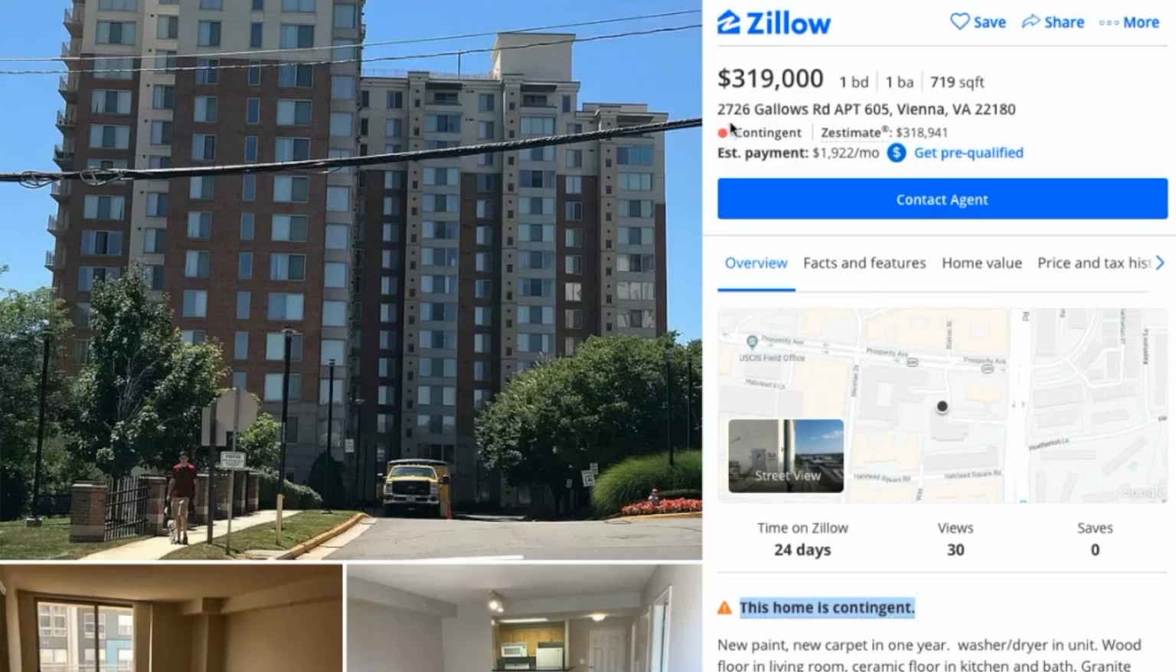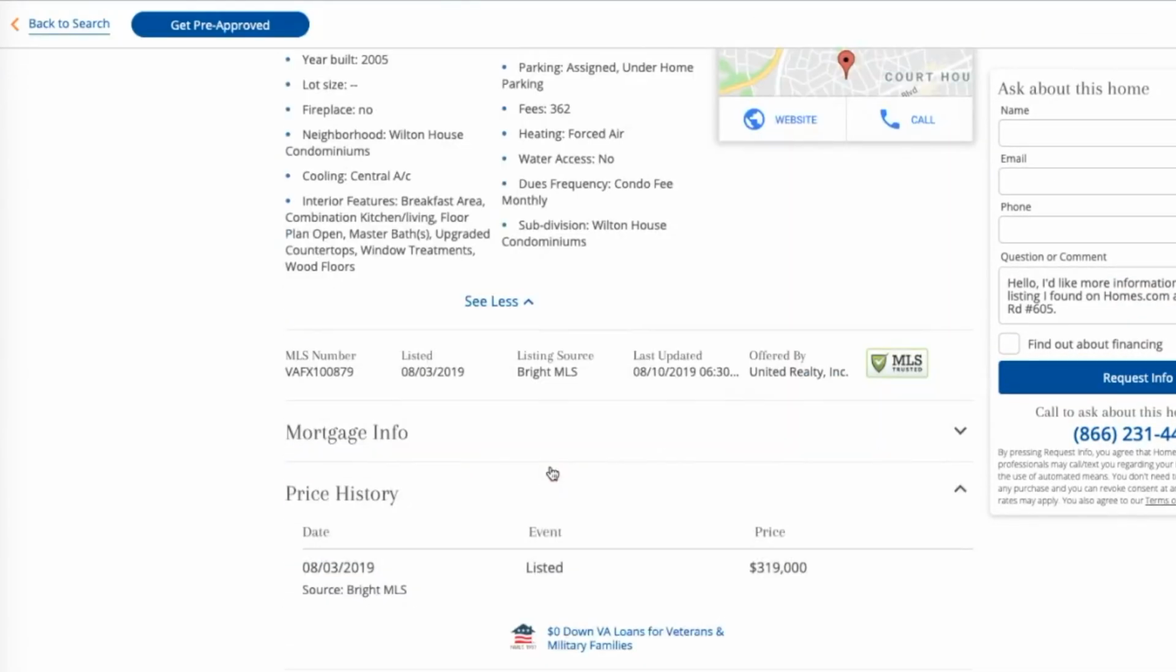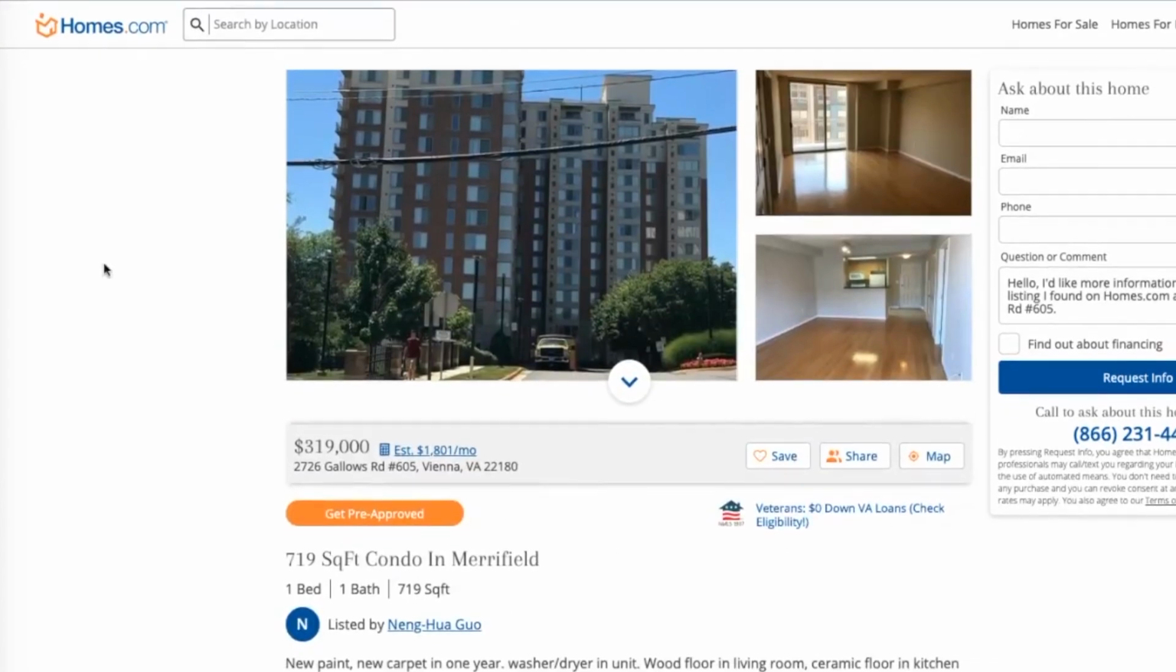I cannot tell you how many times somebody contacts me about a property they saw on Zillow, and they see the red dot and they assume it's active. However, it is actually under contract. Now, you go to another website, homes.com, and it doesn't say anything about the status. It just says listed. It doesn't even say it's under contract. So on this site, you would think that this property is fully available, when in fact it is under contract.